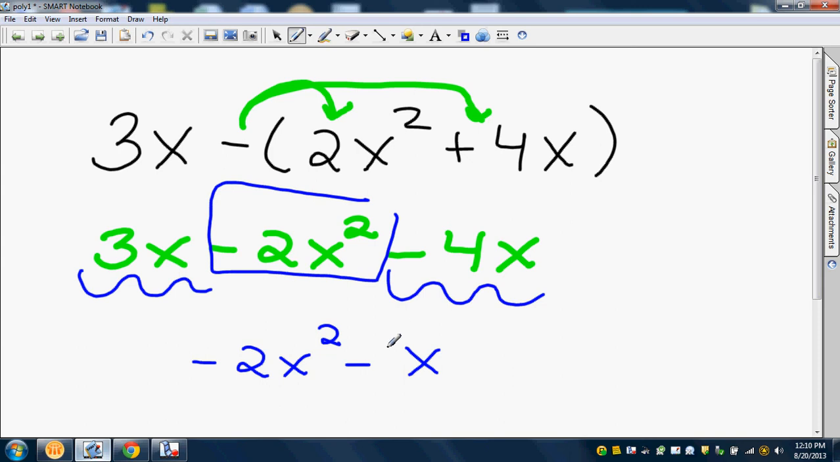And you could have the 1x, but that's not correct. It's not as simplified as it could be. We would just write x without the 1. So 3x minus 4x, that's the negative x right here, and then I have my negative 2x squared.